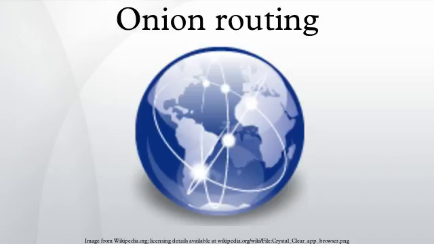Garlic routing is a variant of onion routing associated with the I2P network that encrypts multiple messages together to make it more difficult for attackers to perform traffic analysis.